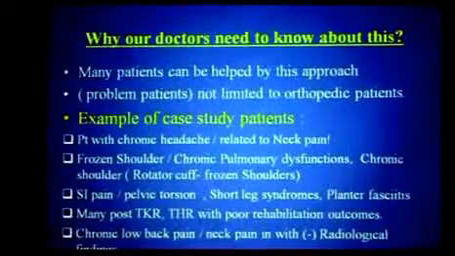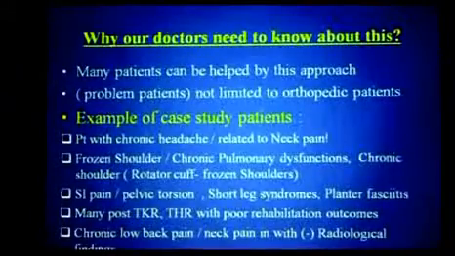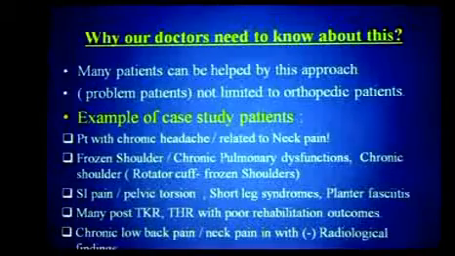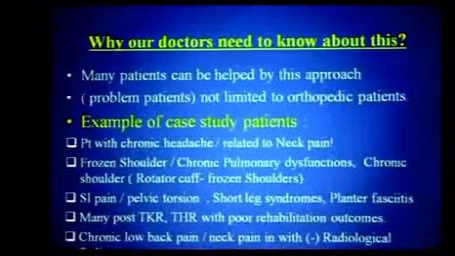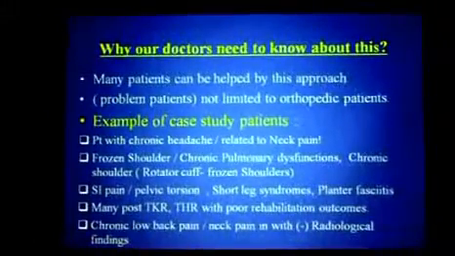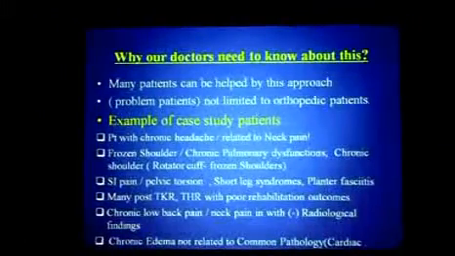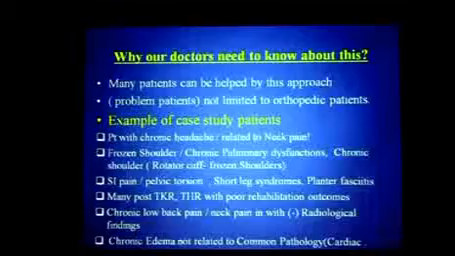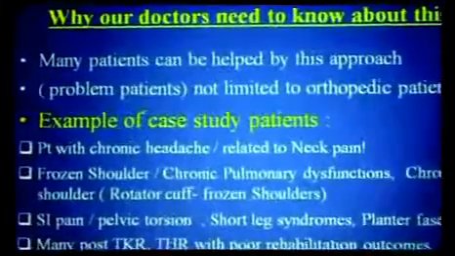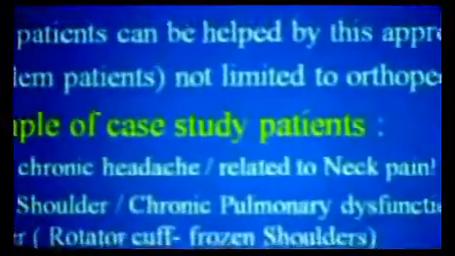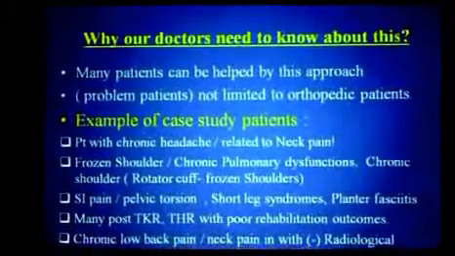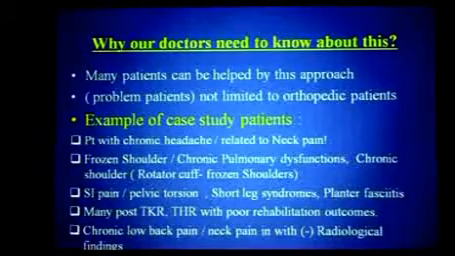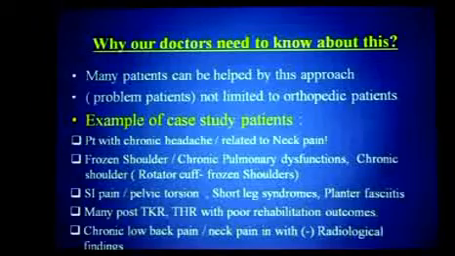Frozen shoulder with chronic pulmonary dysfunction, chronic shoulder pain, rotator cuff, frozen shoulder. This is the relation we're going to discover today, how this relates to each other, how chronic pulmonary dysfunction relates to frozen shoulder, for example. Sacroiliac pain or pelvic torsion in relation to leg length discrepancy or plantar fasciitis. Normally when somebody has plantar fasciitis, we usually keep treating the foot. With the global manual approach or global fascial approach, we have more understanding that the plantar fasciitis could be a result of something else, and the pelvis maybe.